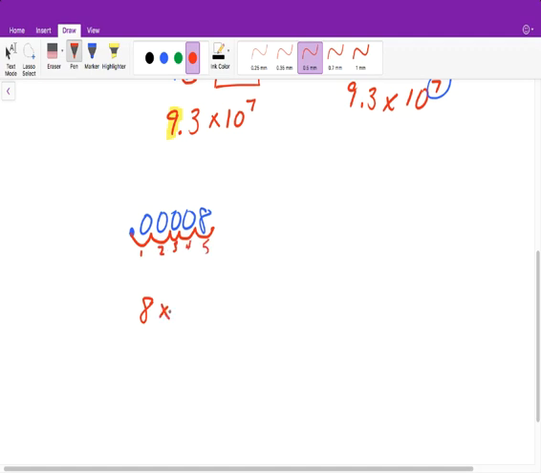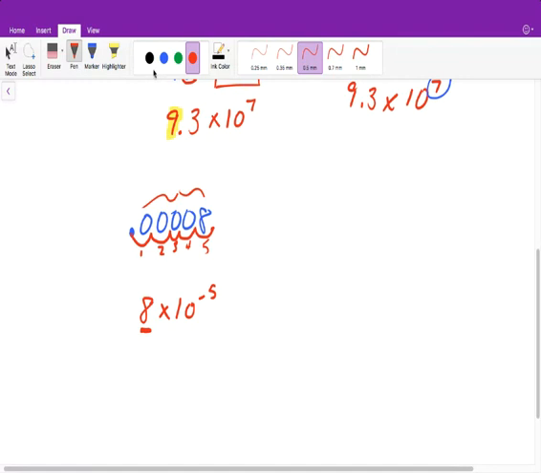So this we need to do 8 times 10, but now it's going to be to the negative 5th power because this number 8 is larger than the number that we actually started with, 0.0008. So we need to actually write this so that if we were to multiply these two together, it will make it a very small number.